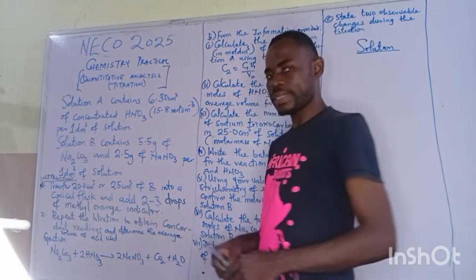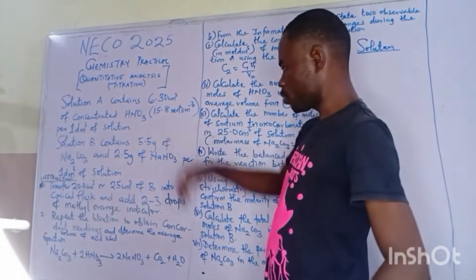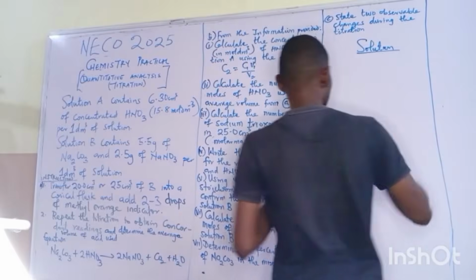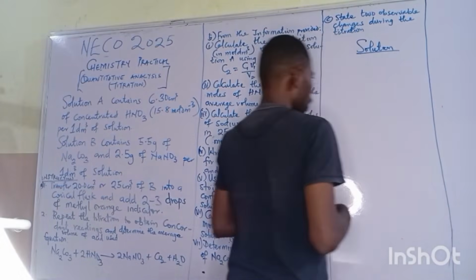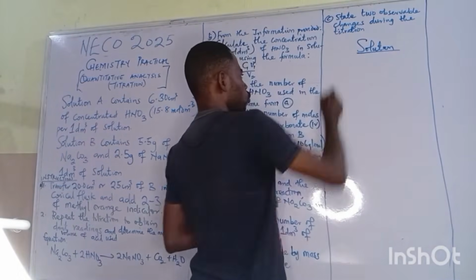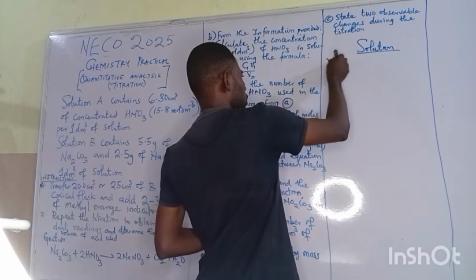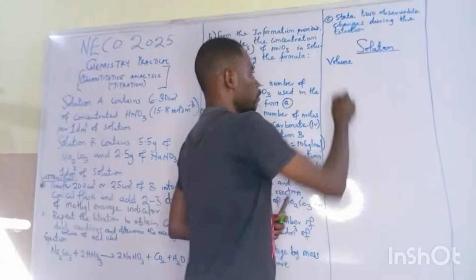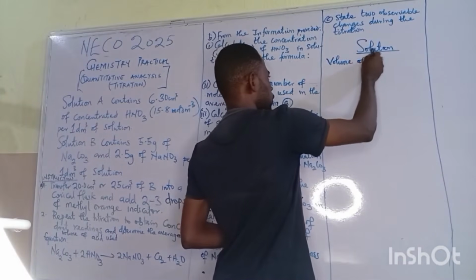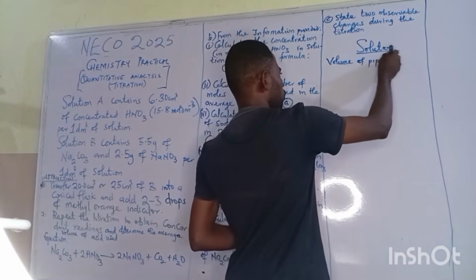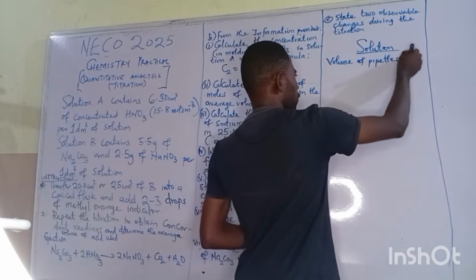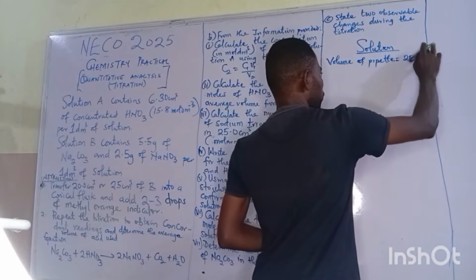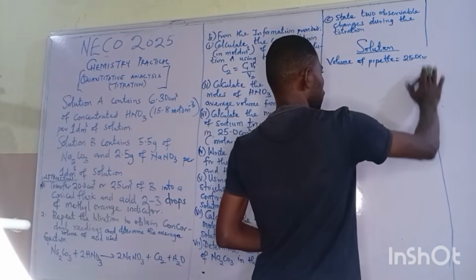Alright, now let's prepare the table. Let me prepare my table here. I want my volume of base. I will say volume. You need to list out whatever you have, all these things to gather mass. Volume of pipette. Don't call it base, just call it volume of pipette. I'm using 25.0 cm³.